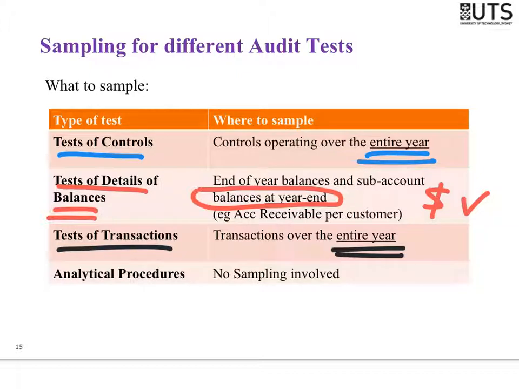Finally, analytical procedures. Ladies and gentlemen, there is no sampling involved with analytical procedures. Remember what that is. You're getting all the financial information and all you're doing is calculating your trend analysis, your ratios, and interpreting them. There is no sampling involved there. So this is just showing you the links.